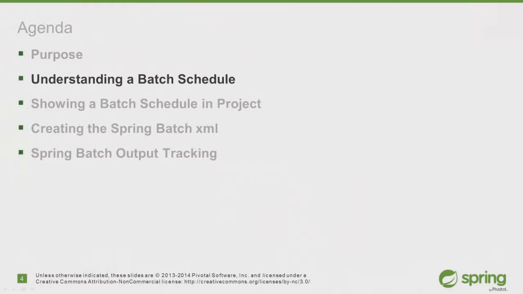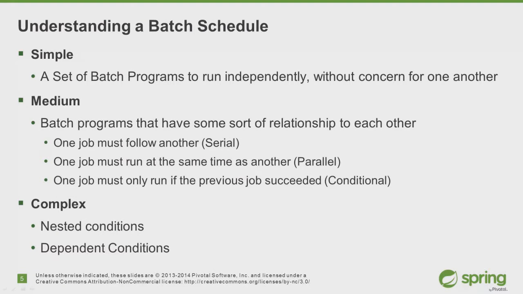Okay, understanding a batch schedule. First of all, there are a bunch of different kinds of relationships between programs that have to execute inside of a batch schedule. The first I've characterized as being simple. It's just a set of programs that will run independently, no relationship to one another. Any one of them can start first, second, third. Any one of them can finish first, second, and third. Neither one uses or relies on the output from another.